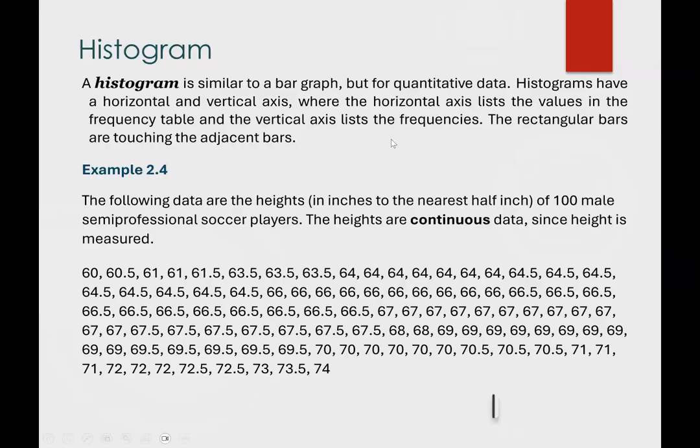Here's a histogram. We will go through making one of these later, but here are some heights in inches, to the nearest half inch, of 100 male semi-professional soccer players. The heights are continuous data since height is measured, if you remember from chapter 1. This is similar to a bar graph, but it's for quantitative data, and the bars touch, as you saw before. The vertical axis could be either frequencies or relative frequencies.